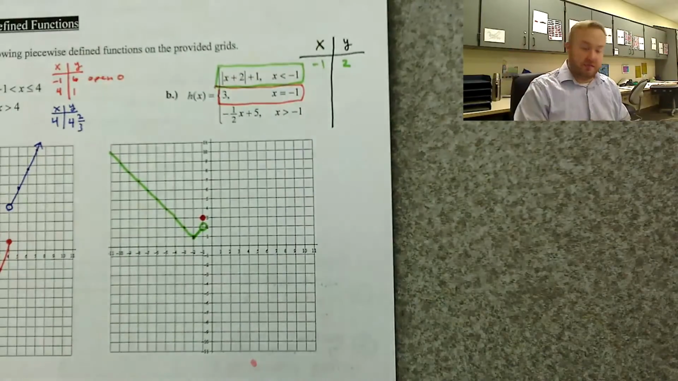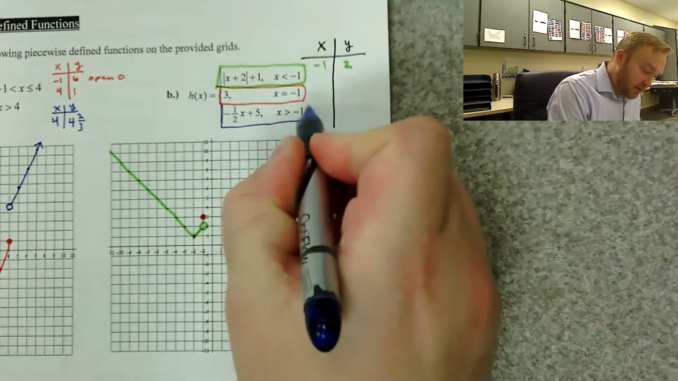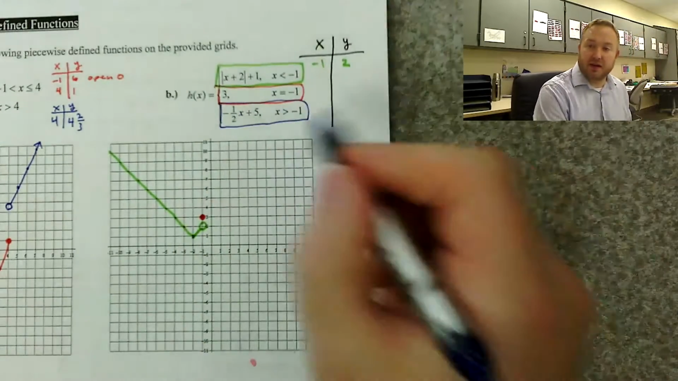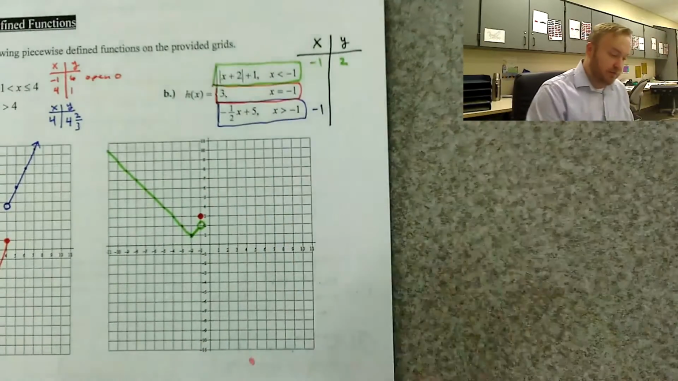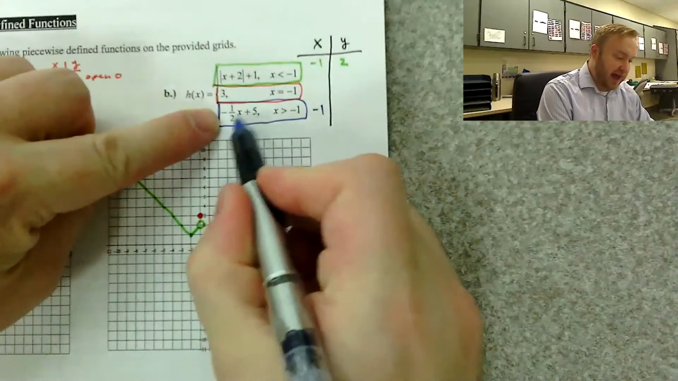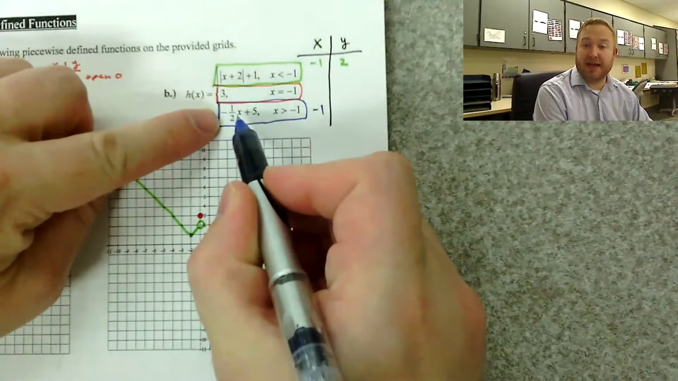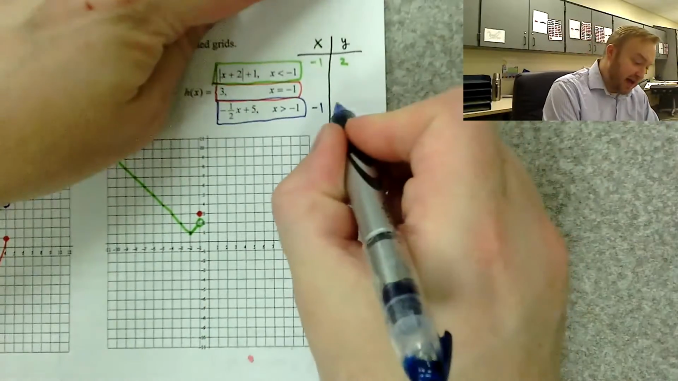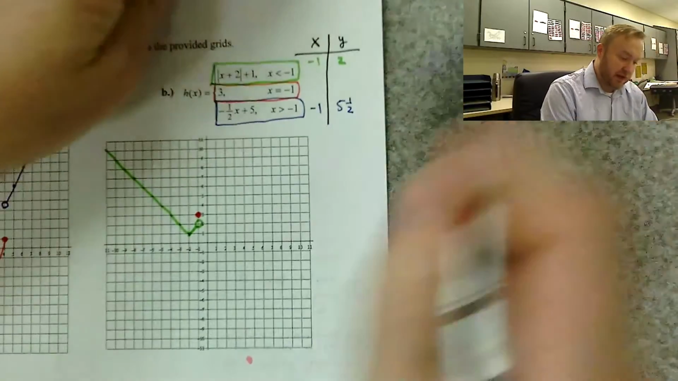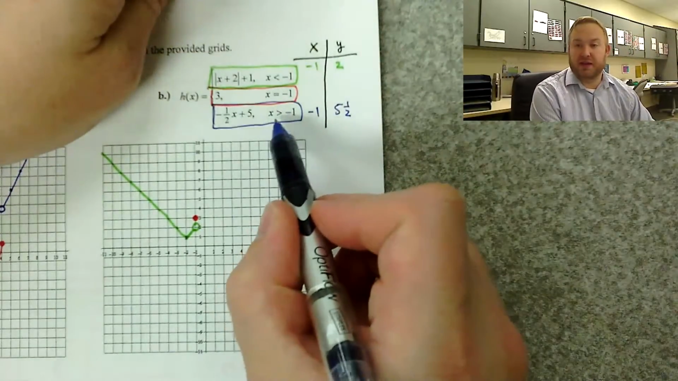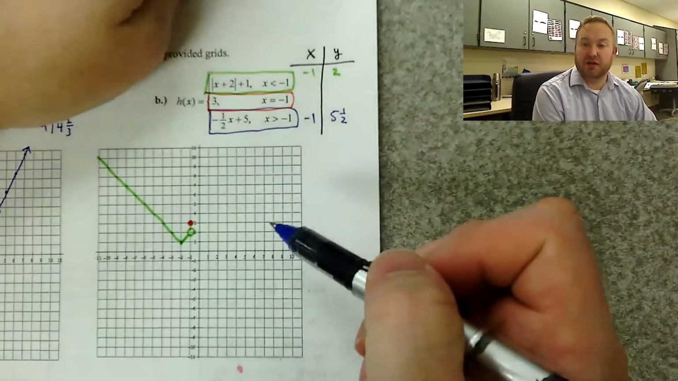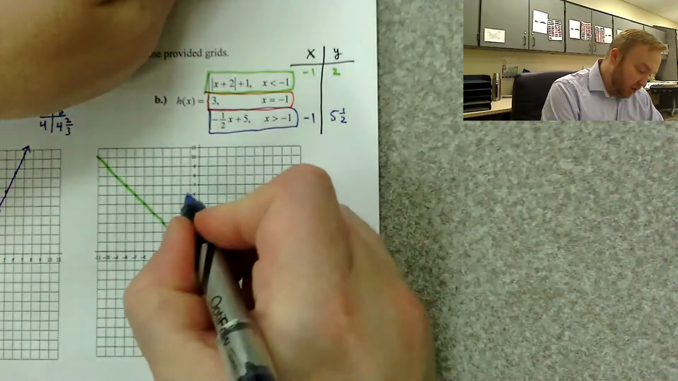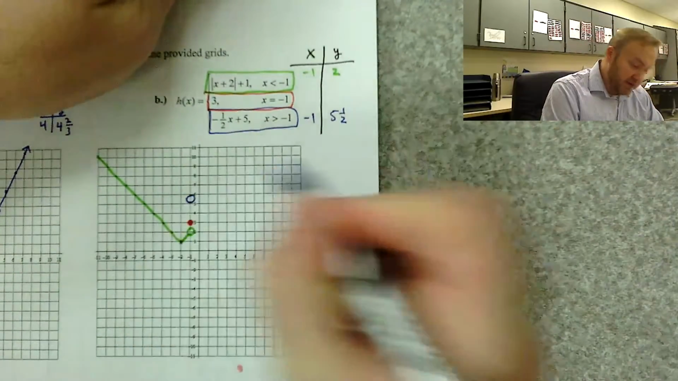That's all that is. The third piece here, let's see, this is going to be linear. I'm going to plug in -1 here. So -0.5 times -1 is +0.5. Add 5 and we get 5.5. Now there's no or equal to here. -1 is not included in this domain. So at -1, 5.5, I'm going to have an open circle.